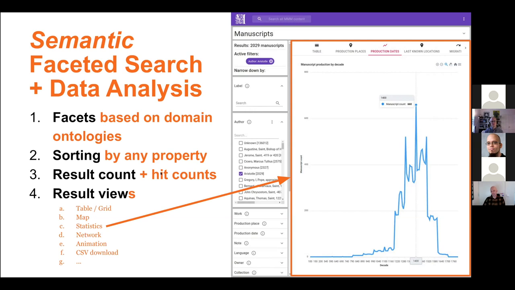So now, as a final result, in black text you can see the traditional elements of faceted search, and in orange you have the linked data extensions that we can put on top of the traditional faceted search if we use domain ontologies for the data. So the end result is semantic faceted search combined with data analysis.